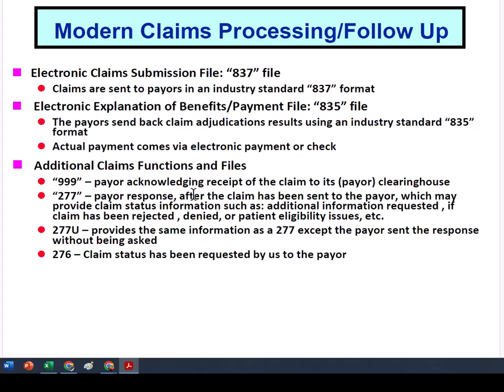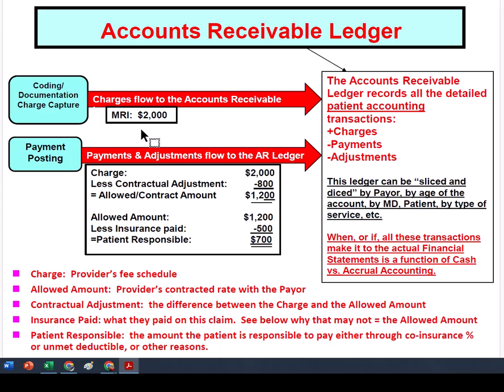And the payment is rarely a check anymore. It's some kind of electronic funds transfer. These other ones are there just in case you hear them. But what you might hear quite often is 837 or 835, and that's what those refer to. Okay, so the accounts receivable ledger. What happens? We have our charge for our MRI. It goes over to the accounts receivable ledger.